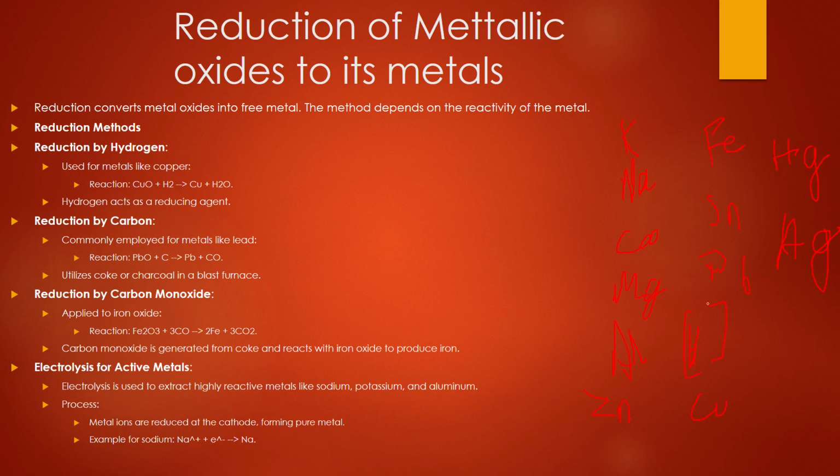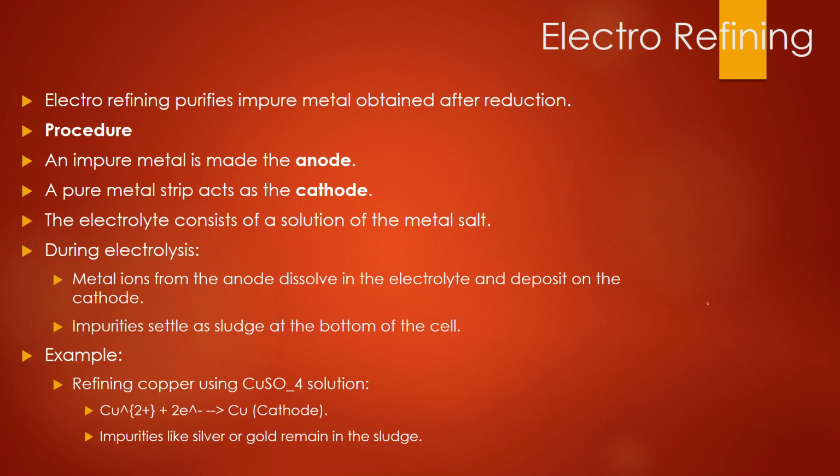Means like you have seen reduction here. After this process, it's converted into pure metal by electro refining. It's not in your syllabus, but I'm telling it for your reference. This procedure is very simple. The impure metal is made the anode, pure metal the cathode, and the electrolyte consists of a solution of a metal salt. The metal salt may be like NaCl or CaCl, MgCl.